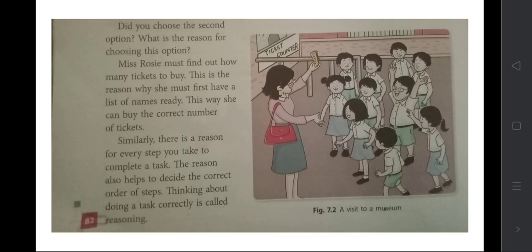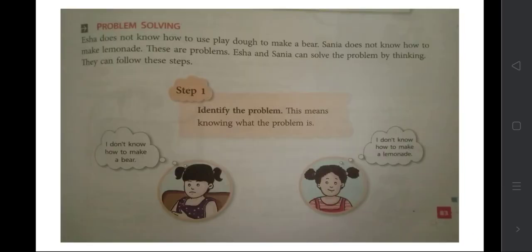Similarly, there is a reason for every step you take to complete a task. The reasons also help to decide the correct order of steps. Thinking about doing a task correctly is called reasoning. Reasoning is nothing but we are thinking, we are planning for our action. Then problem solving. Okay, how you can solve your problems by thinking, by thinking and making simple steps.